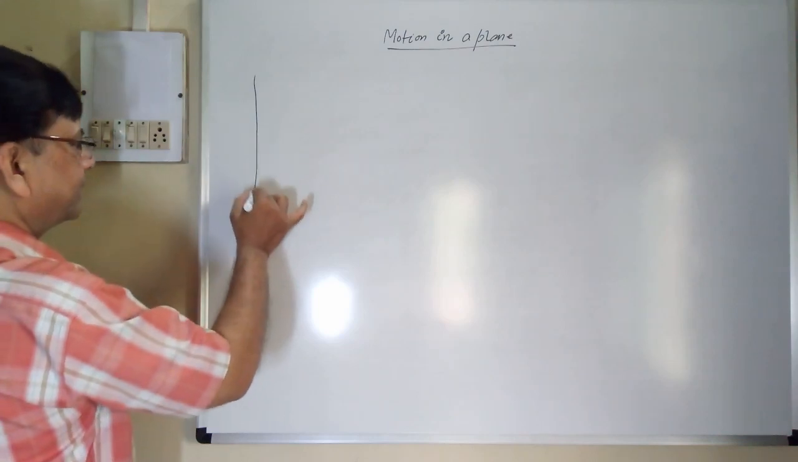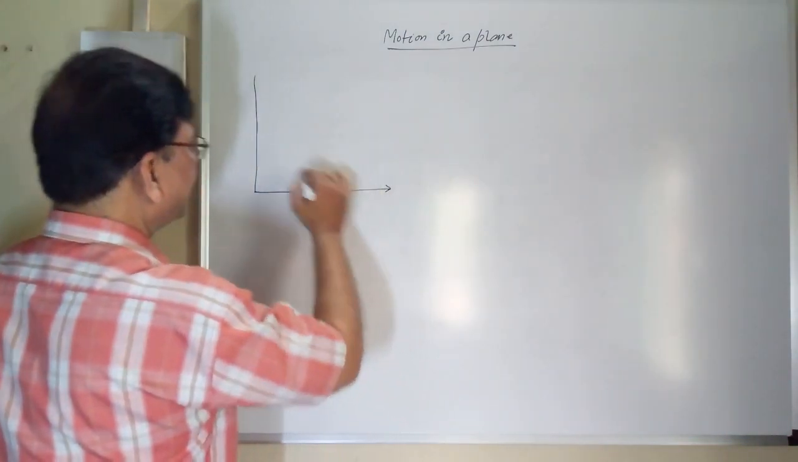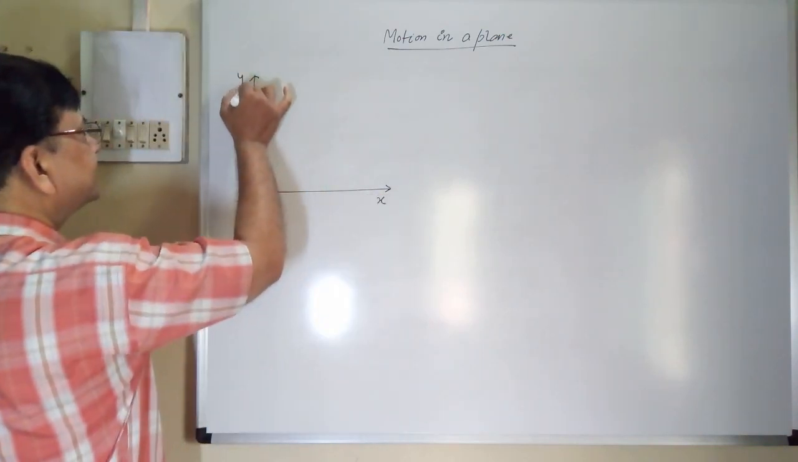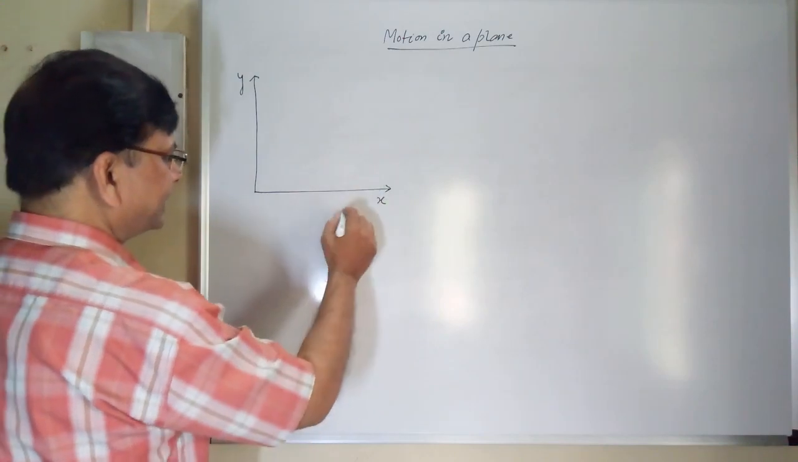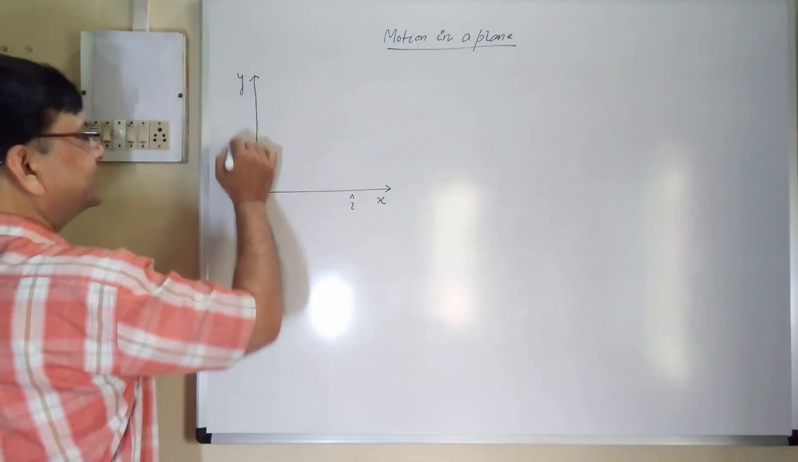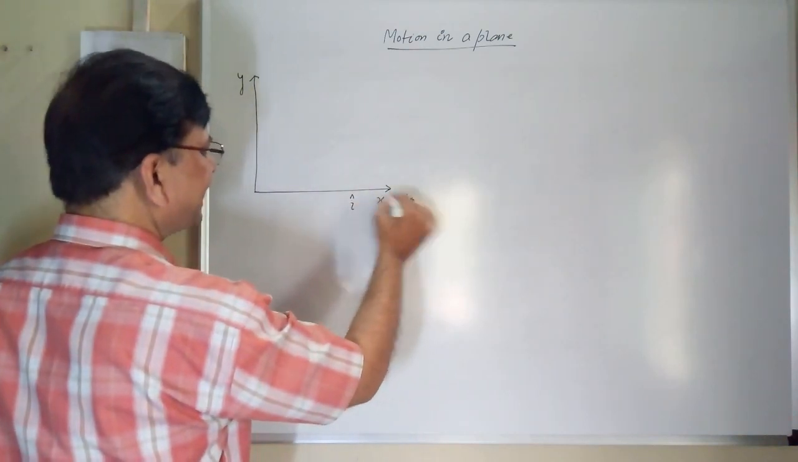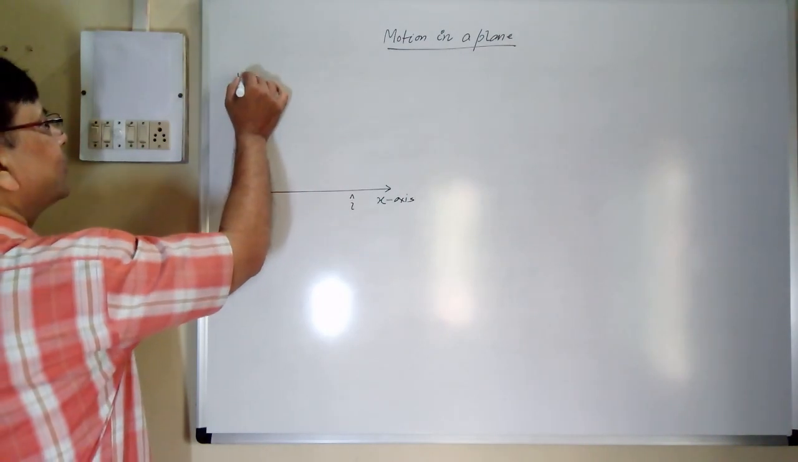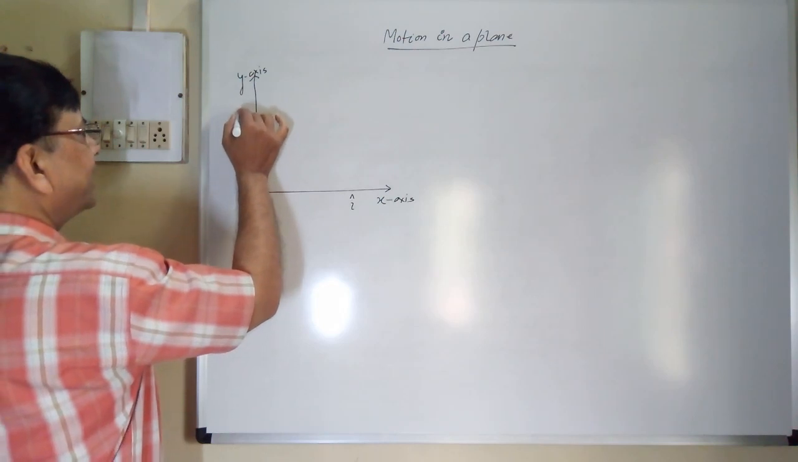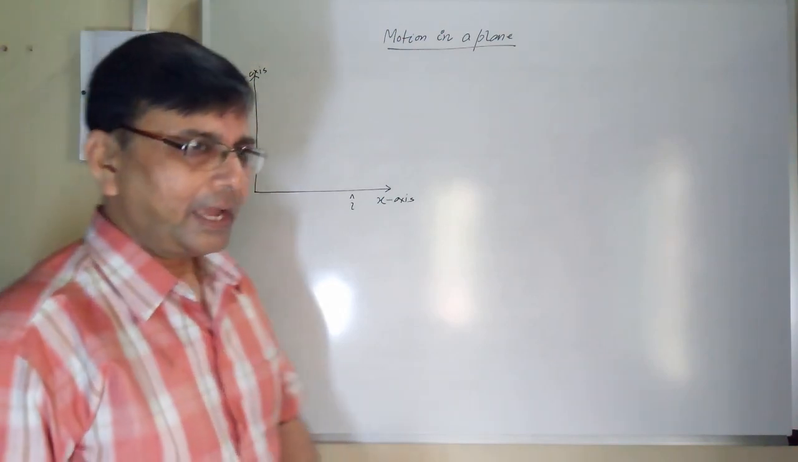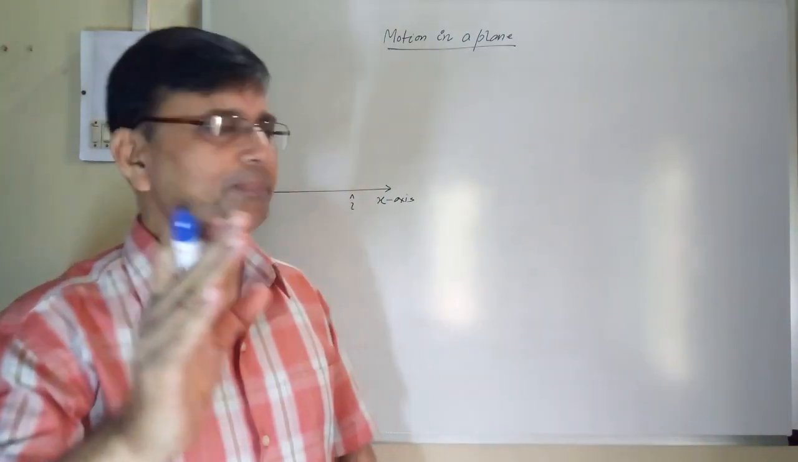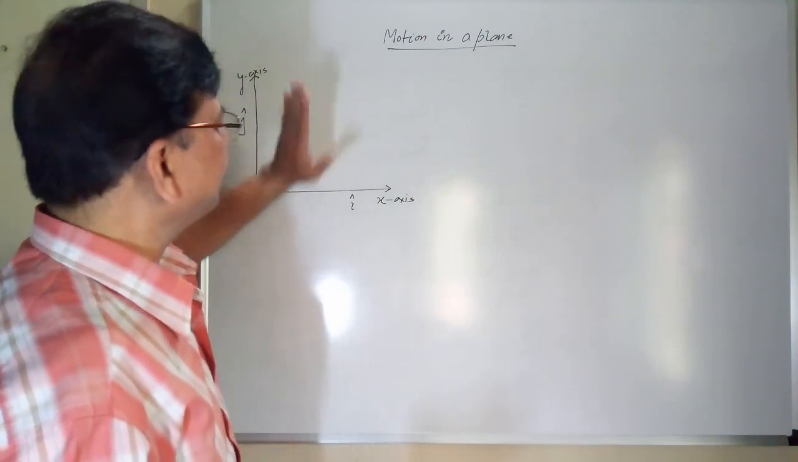Let this be a reference frame in this plane, that is x, and this is y, and the unit vector along this is i, and the unit vector along this is j. This is the x-axis of this reference frame, and this is the y-axis, and the unit vector along it is j. And in the motion of an object in this plane, this is the reference frame.